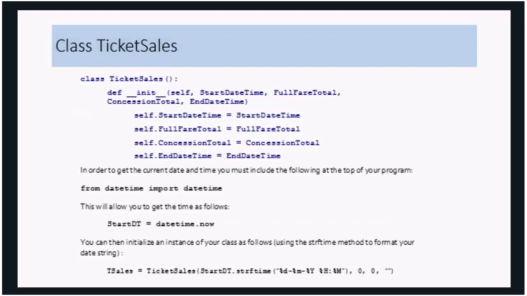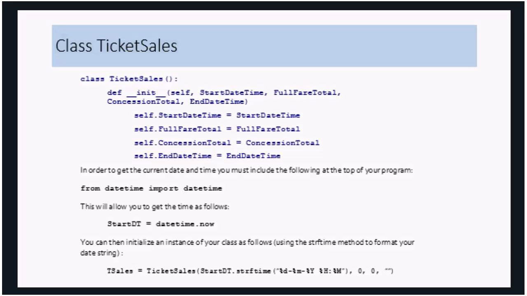So you can then initialize an instance of your class as follows. And I'm using here the strftime method to format the date string, because we've been told the format that we need to put the date and time into. So tsales becomes an instance of ticket sales, which is our class up there. And here we are passing in the parameters. And at the moment, we've only got the startup time. We're just putting in 0 for our sales totals and a blank for the shutdown time.